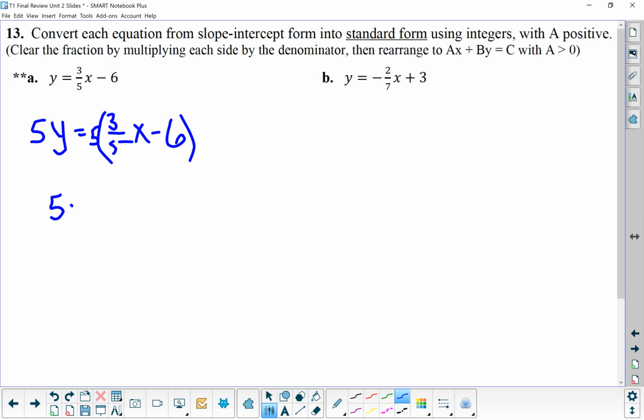So 5 times y is 5y. On the right-hand side, we distribute. So we get 5 times 3 divided by 5. Well, the multiplying by 5 and dividing by 5 cancel each other out. So we have 3x. And then minus 5 times 6, which is 30.